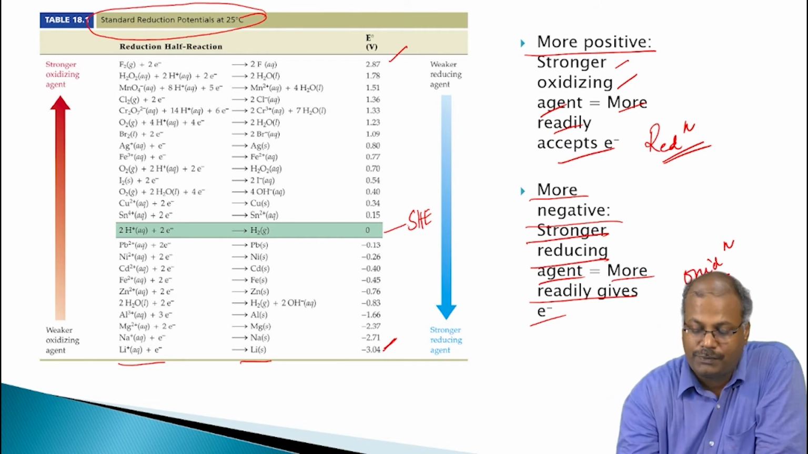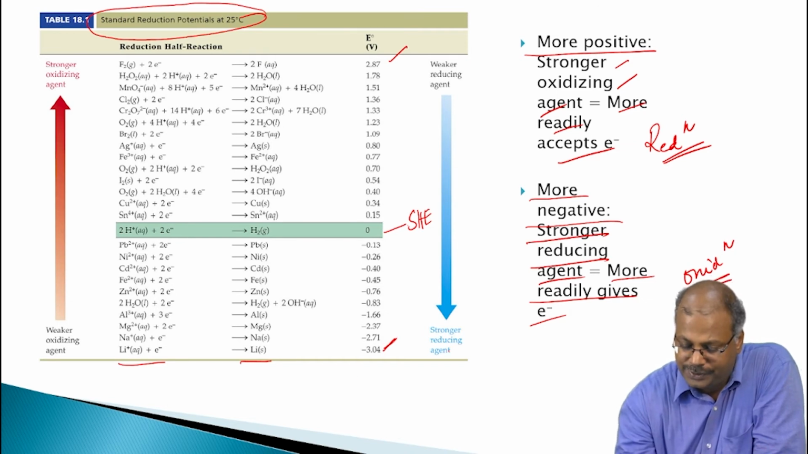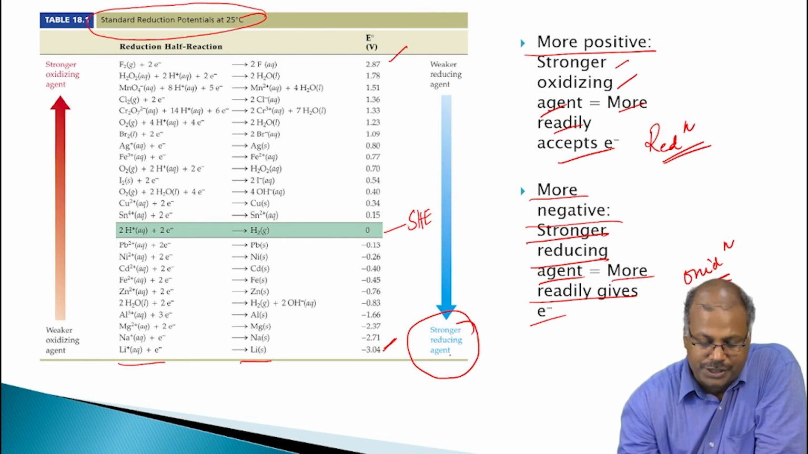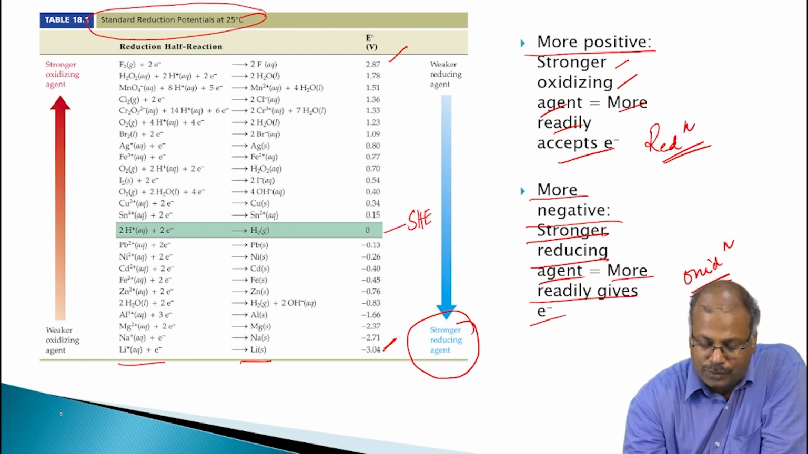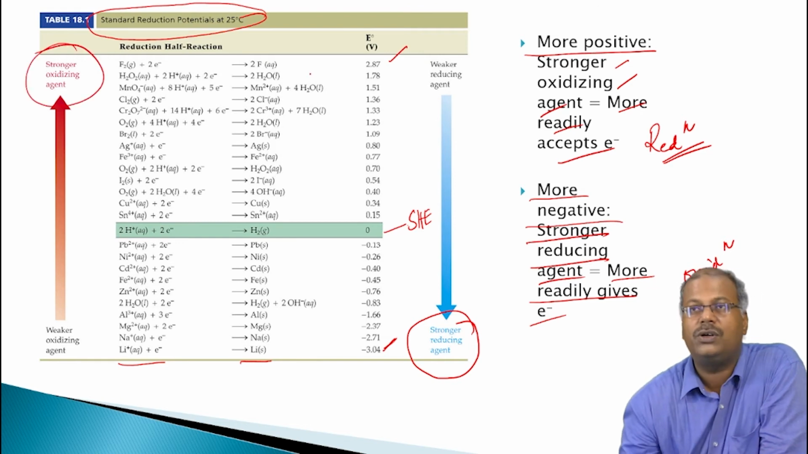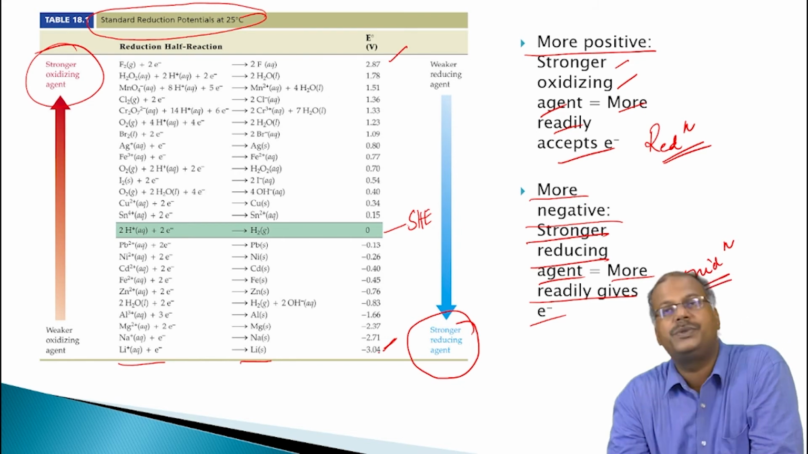So when you come from positive to more negative, this more negative side is a stronger reducing agent. When you go from more negative to high positive, the high positive side is a stronger oxidizing agent. The lower negative side is a stronger reducing agent.